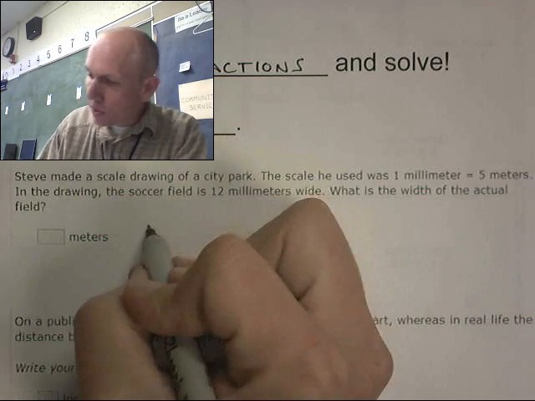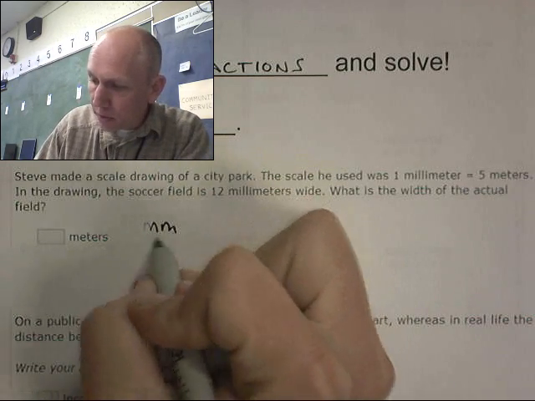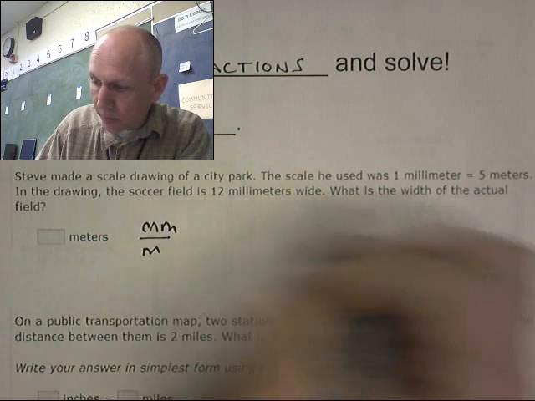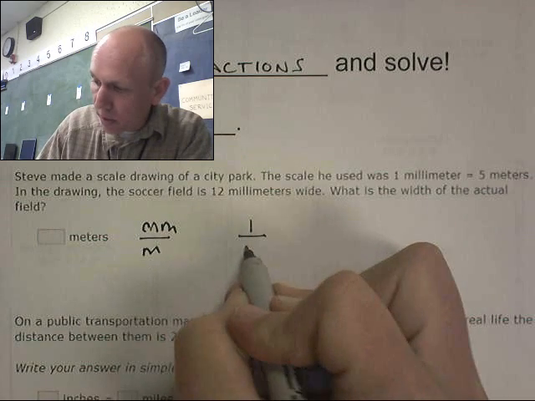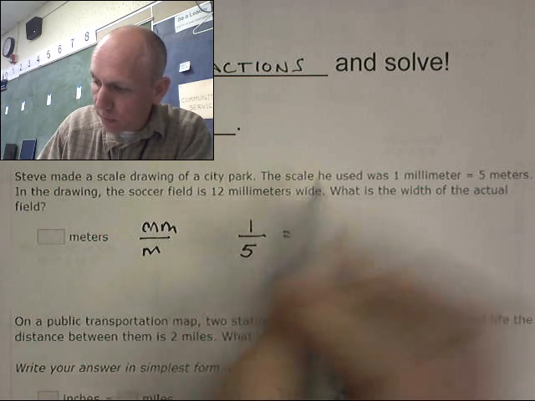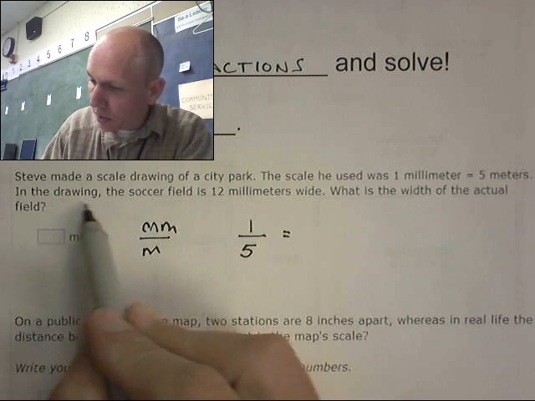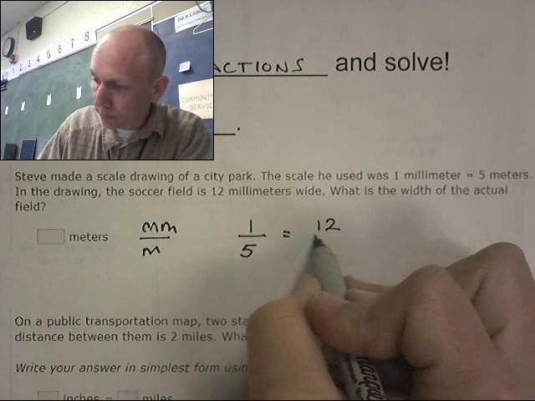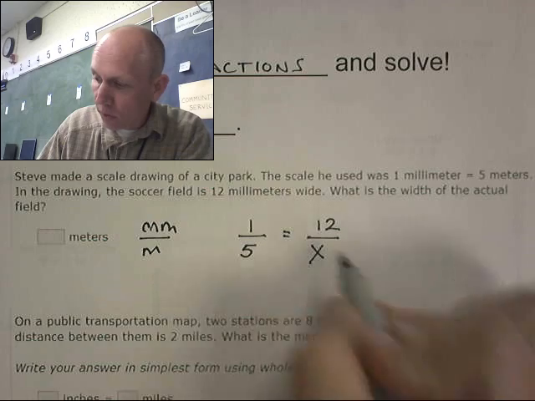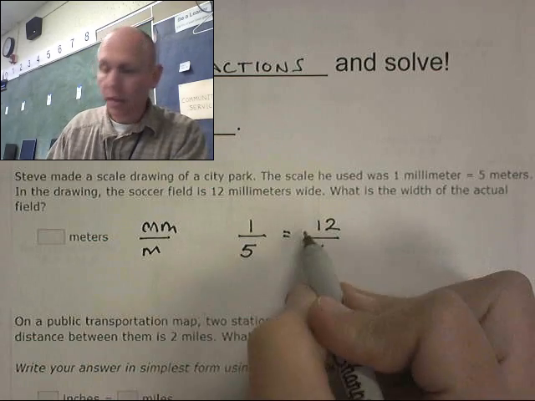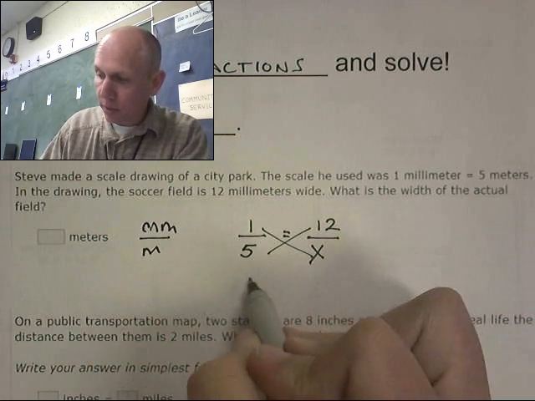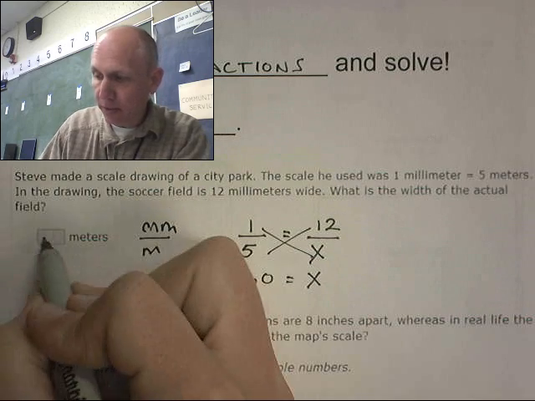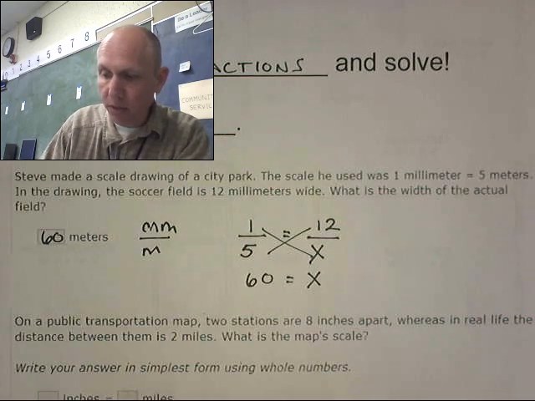So what we're going to do, let's go with millimeters over meters. That's how we're going to set this thing up. So 1 millimeter is to 5 meters. And coming down here, in the drawing, the soccer field is 12 millimeters over the actual one. Cross multiply, 60 equals x. So it's 60 meters in real life.